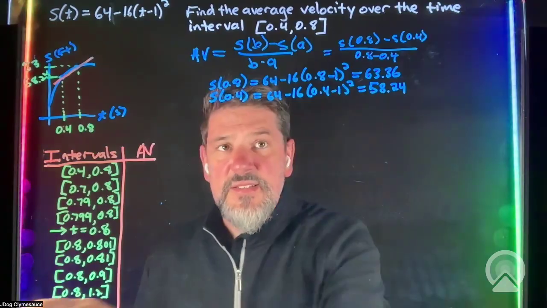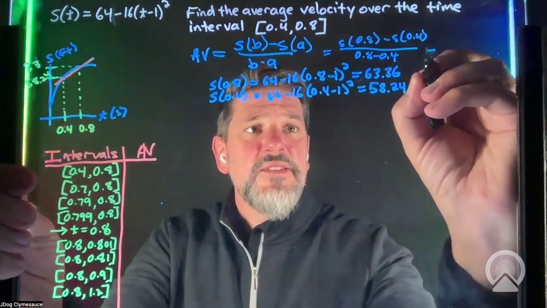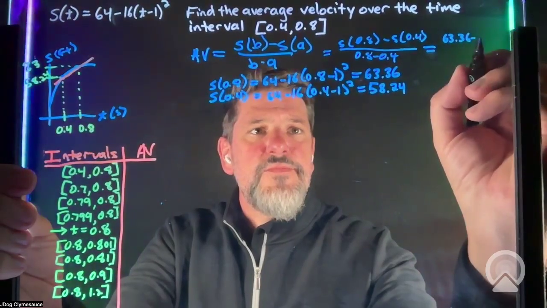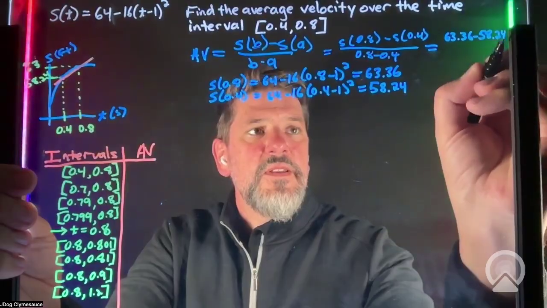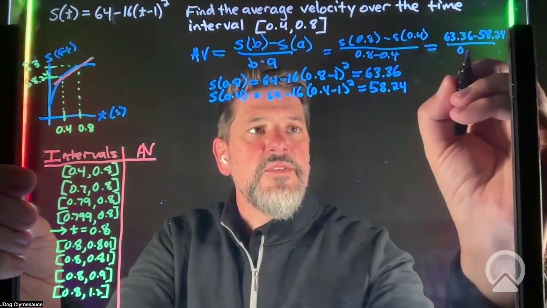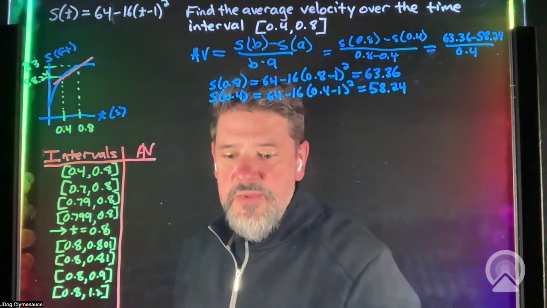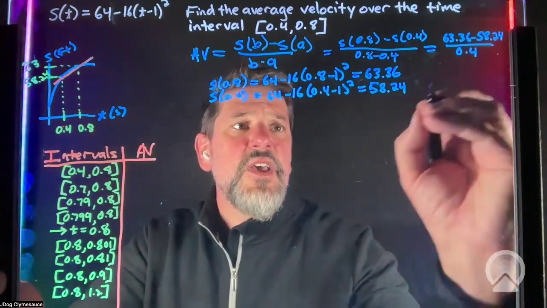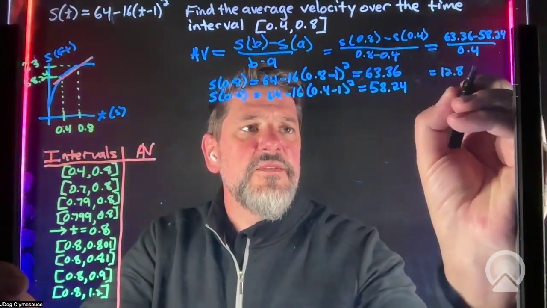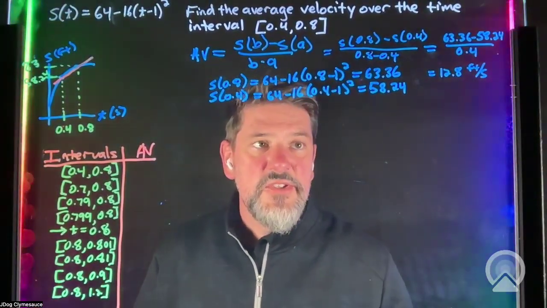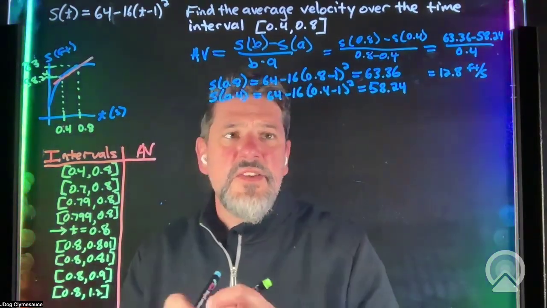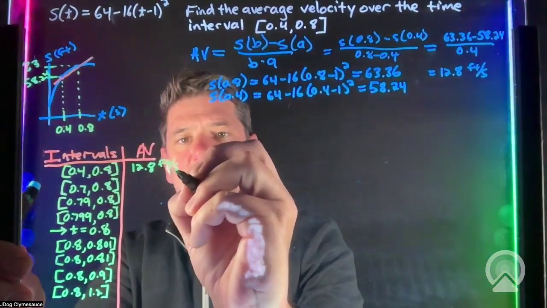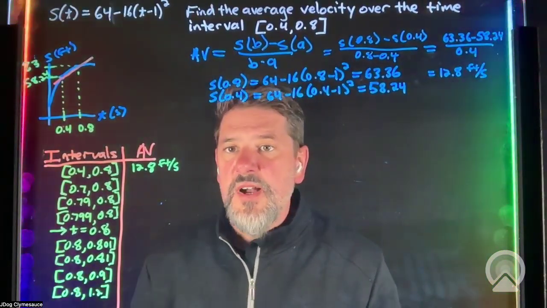And our average velocity is the slope of the line, which is the change in the y values, which is the difference in these two. So we have 63.36 minus 58.24, and then divide that by 0.8 minus 0.4, which is 0.4. Okay, if we do the math on that, we will come out with 12.8 feet per second. So the average velocity comes out to be 12.8 feet per second. And so that's how you find the average velocity when given the position curve. So from 0.4 to 0.8, it is 12.8 feet per second.